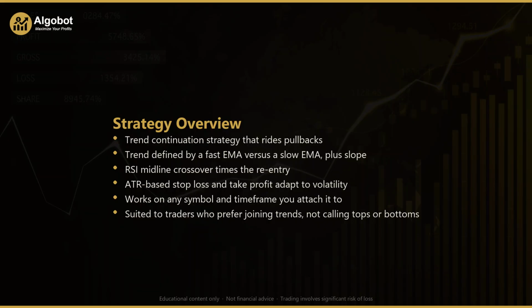Because every stop loss and take profit is measured in multiples of the average true range, the strategy naturally adapts to the volatility of whatever market you attach it to. On a calm, slow-moving pair, the stops and targets tighten. On a faster, more volatile instrument, they widen. That means you can attach it to foreign exchange pairs, metals, indices, or other symbols, and on whichever time frame you prefer, from intraday charts to higher time frames.